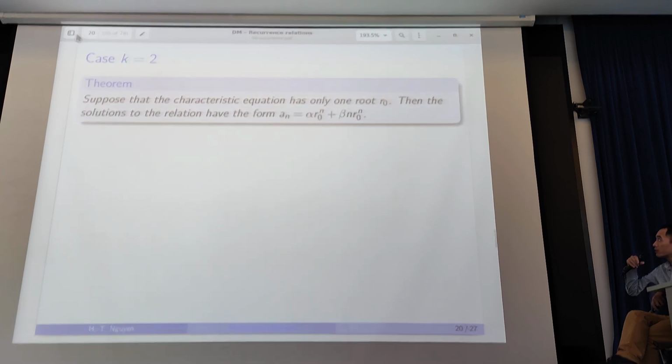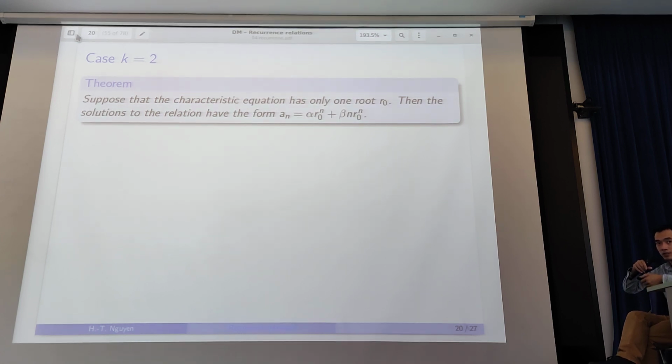Okay, so what about the case where you have only one root? So in other words, the two roots are equal to each other. So in this case, we have a similar form, but now you can see we don't have a linear combination of two geometric sequences, but you have only one geometric sequence r0 here. So you can admit this formula, and then the other steps are the same.